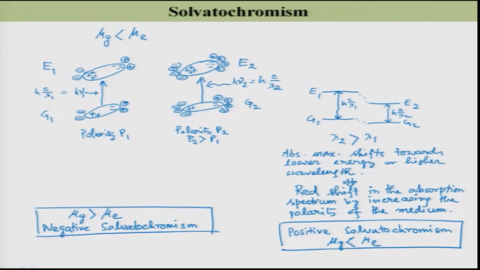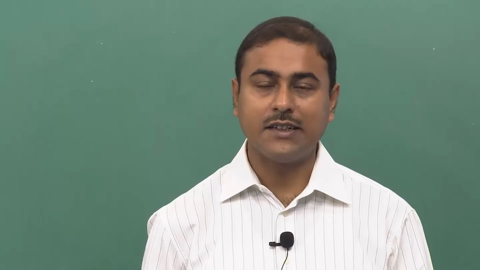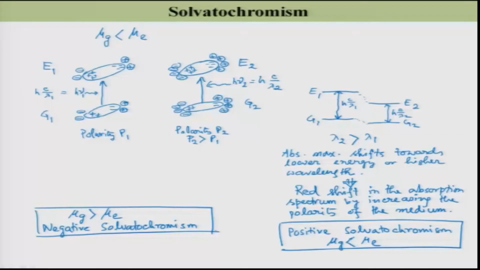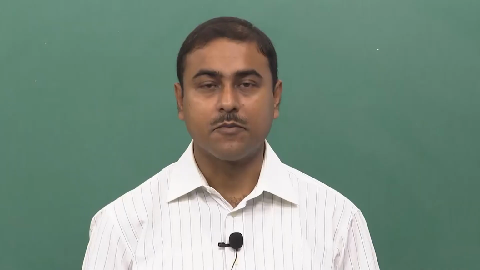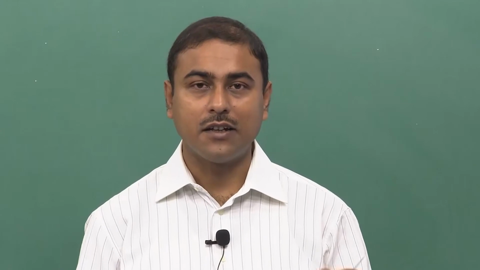One can generate a polarity scale, which has been done by Reichardt. So, this is a very well known polarity scale which is known as the ETN polarity scale. What I want to say is the following: as the absorption spectra changes depending on the polarity of the medium, if I have a molecule where the shift in the absorption spectra is reasonably high, then by referring to the absorption spectra of that particular molecule, I can comment on the polarity of the medium.